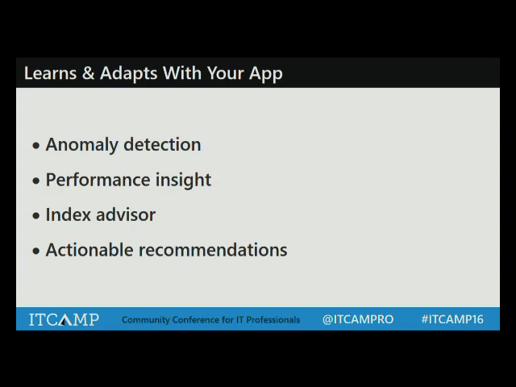Now, if there is a schema drift or a schema update, and all of a sudden you have 5 million exceptions per day, it will tell you, you know what? I think you missed something. And it will tell you automatically, without you looking at stuff. It will tell you, there is something going on which shouldn't probably be there. Then there's performance insight. There's index advisor and actionable recommendations.